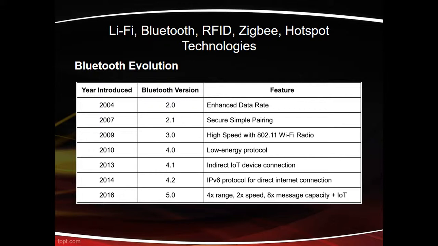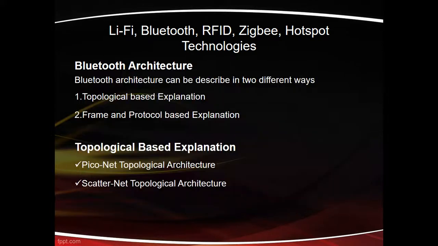Then second, the architecture I have described here. That is the important thing. For describing it, I have used two ways: it can be described in a topology-based way, and it can be explained in a frame- and protocol-based way. So let's first discuss the topology base. In Bluetooth, there are two famous topologies in use: Piconet and Scatternet. Scatternet is actually a combination of Piconets. The building block is the Piconet, so let's first go into the Piconet.